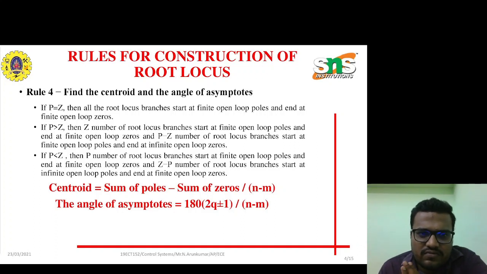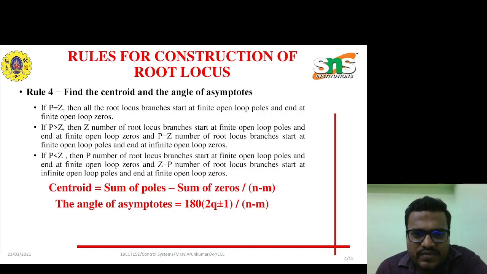The next one is rule 4. When the root locus goes off toward infinity, we have to find the concerned factors by using the centroid and the angle of asymptotes. The centroid is defined by using poles and zeros. The formula is the sum of poles minus the sum of zeros, divided by n minus m, where n is the number of poles and m is the number of zeros.